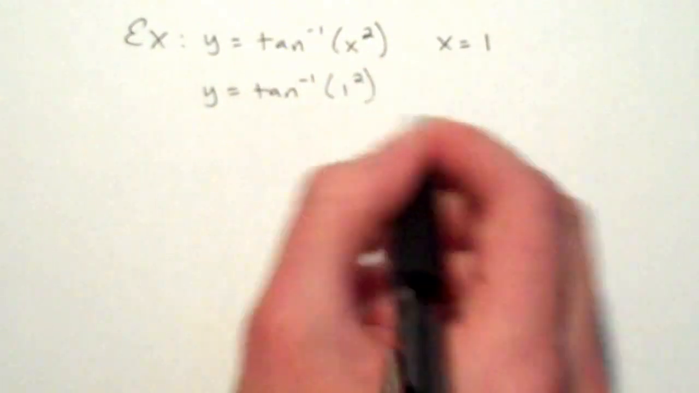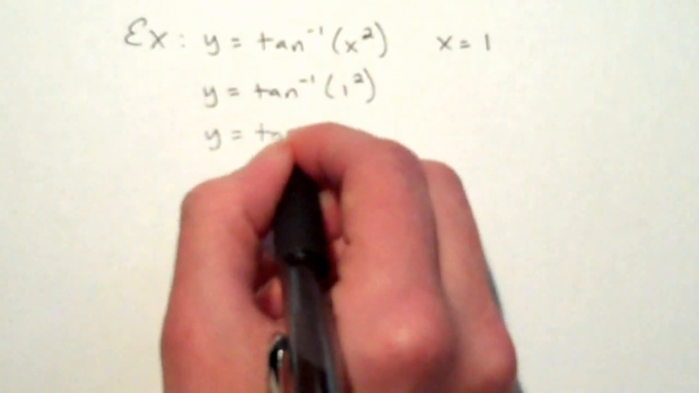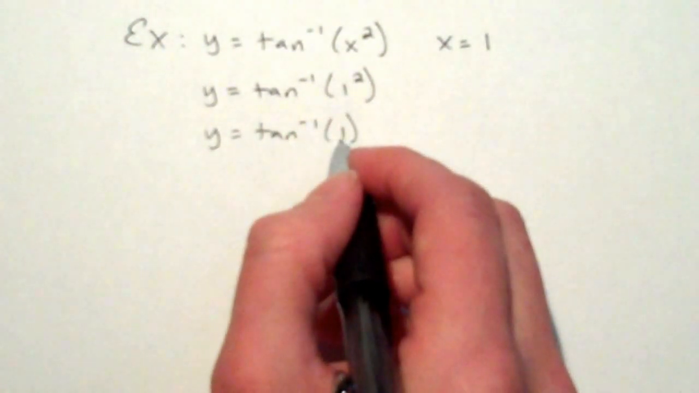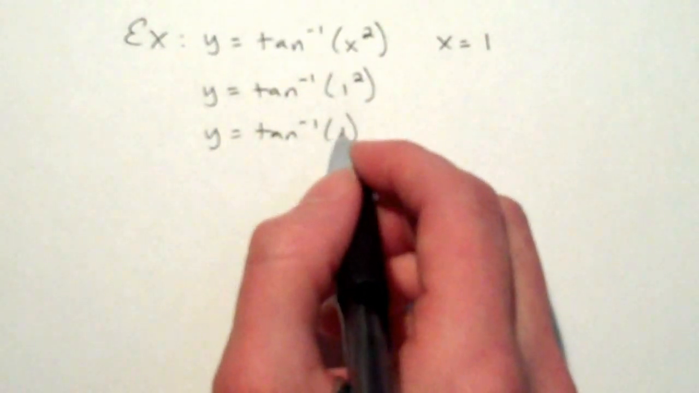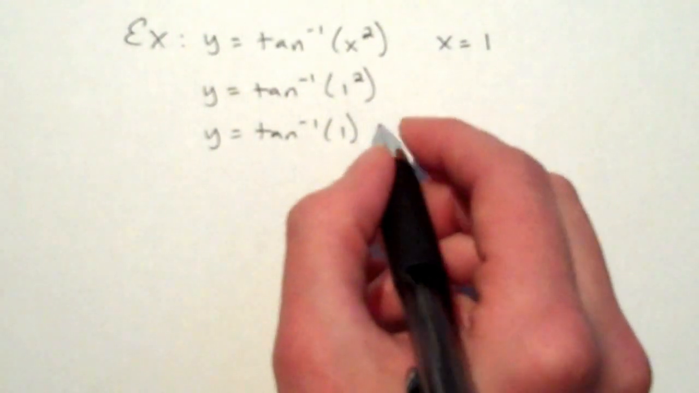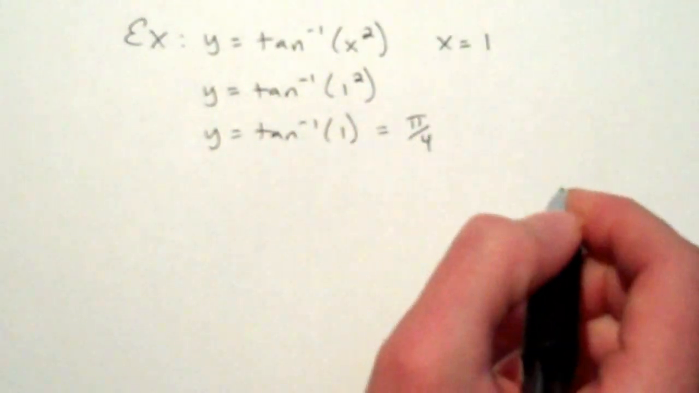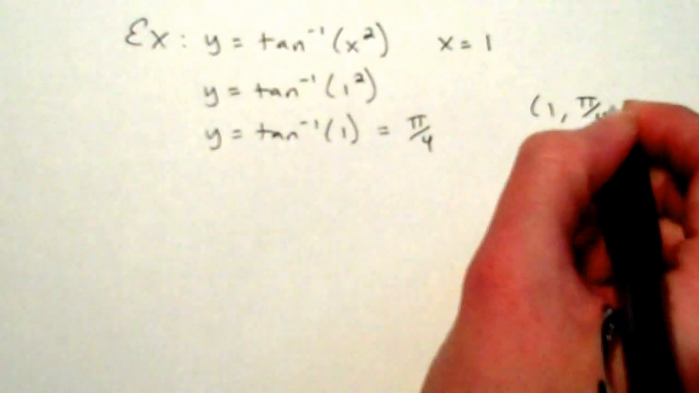Alright, so that's 1 squared. So I need to figure out y equals the inverse tangent of 1. And remember that's opposite over adjacent. So opposite and adjacent have to be the same. That only happens in a 45, 45, 90 triangle. So that means that this has to be pi over 4. So now I have my point, 1, pi over 4.